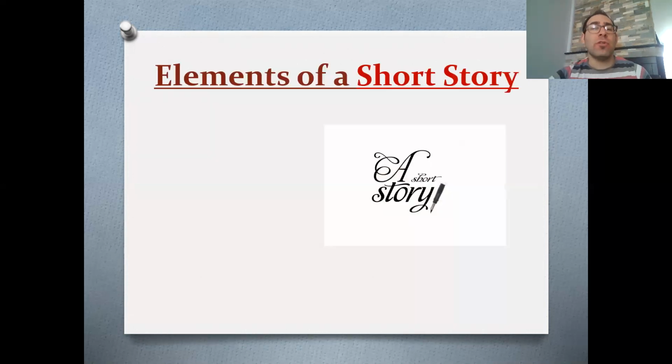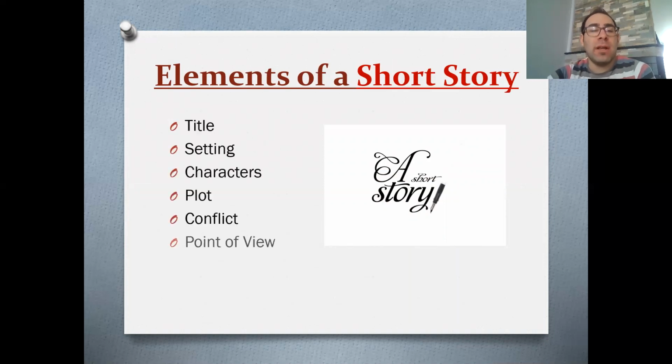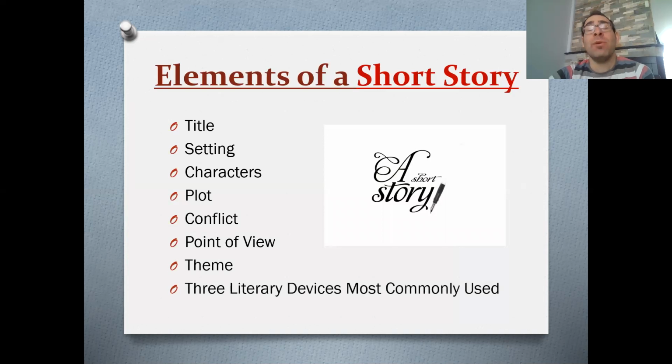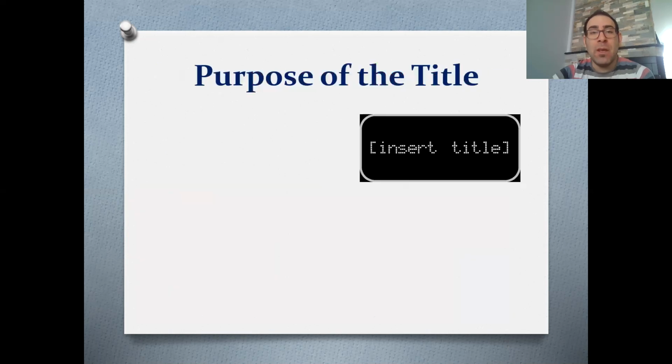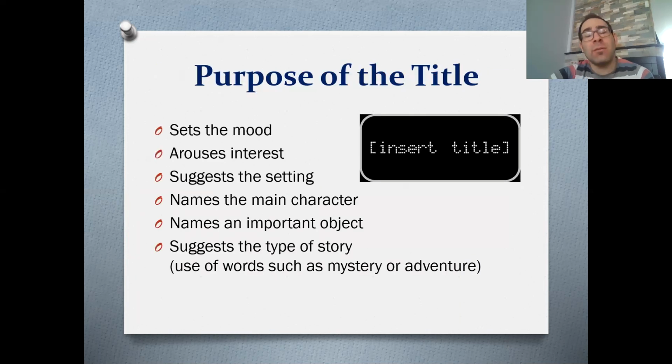Now, the elements of a short story we'll be looking at are the title, the setting, characters, the plot, conflict, point of view, theme, and the three literary devices that are most commonly used, and we'll be referring back to them throughout the next couple of weeks. So the title is important because it sets the mood, it arouses interest, it could suggest the setting, mention the main character, or in some cases, it'll name an important object, which you have to think about because there's something a bit more behind that.